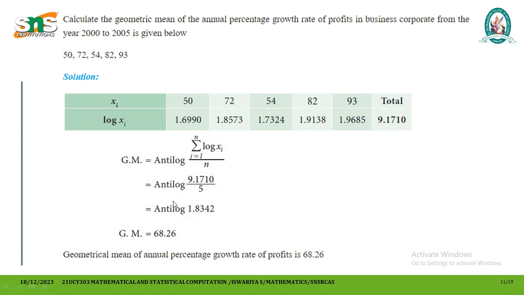So substituting all these values, dividing 9.1710 by 5, I get an answer as 1.8342. When we take the anti-log of this, I obtained the answer as 68.26 as the geometric mean.